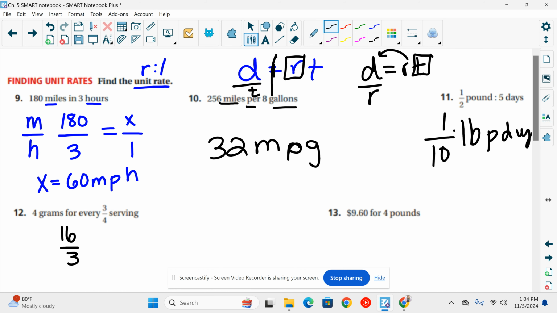16 thirds. All right, and then number 13. You get $2.40. All right, so because you're talking about money, it's not just 2.4. Money has how many decimal places? 2. So I've got 1. I have to add another. What can I add behind the zero? A 0. So $2.40 per pound.